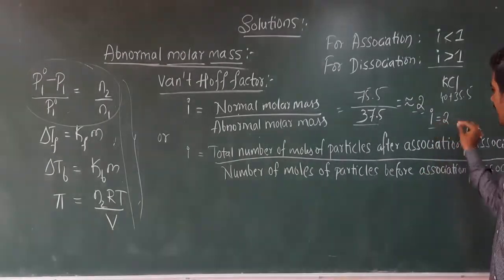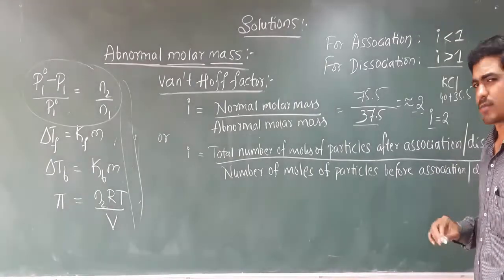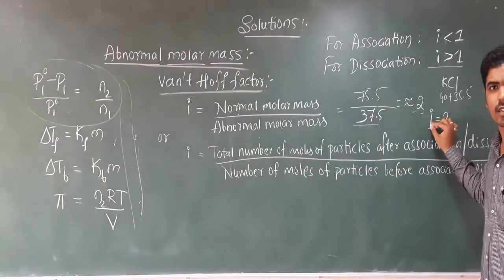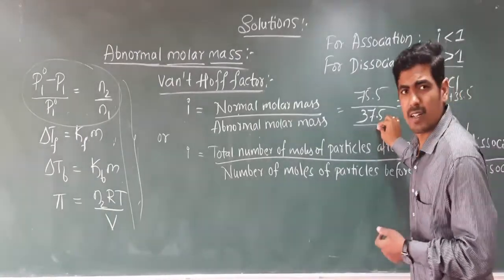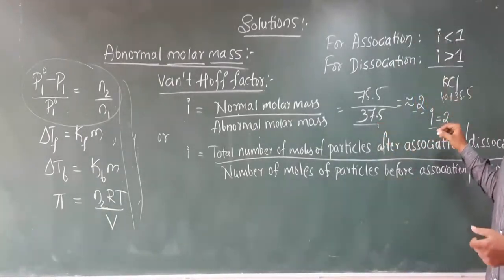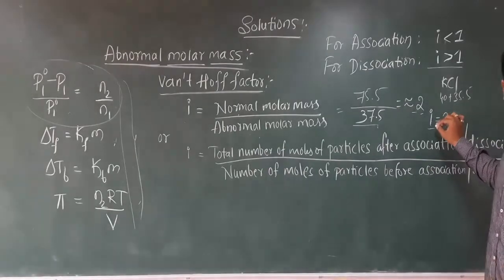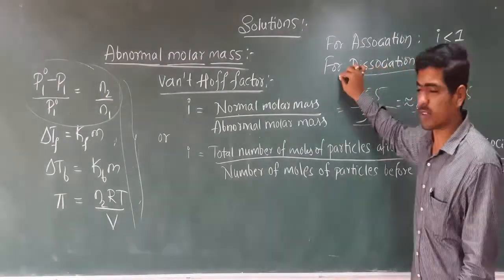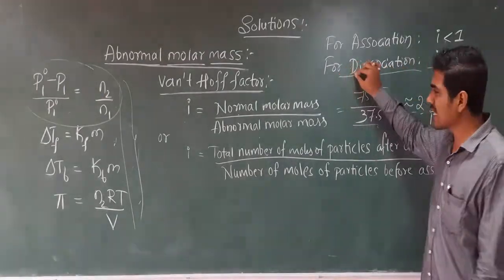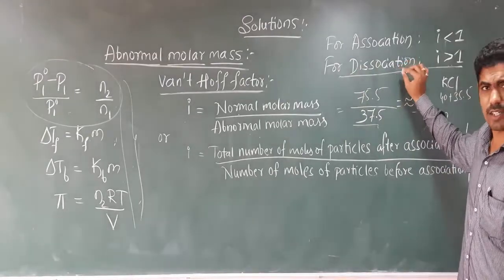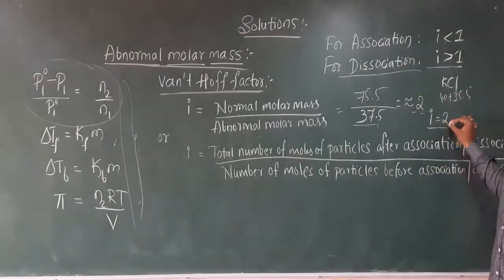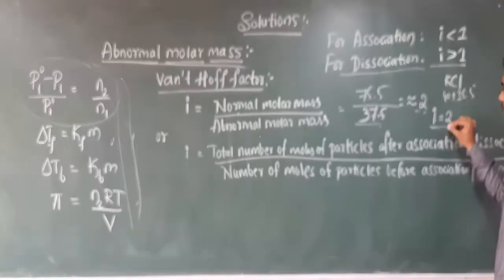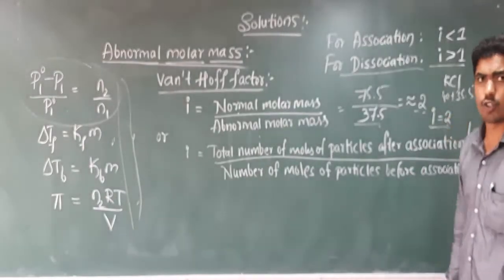Now tell me whether i is greater than 1 or less than 1. If it is 2, then it shows that i is greater than 1. Then the KCl, will it undergo association or dissociation? Since it is greater than 1, see here, i is greater than 1 for dissociation. That means the KCl will undergo dissociation because here i is greater than 1. And for KCl, the value of i is approximately equal to 2.